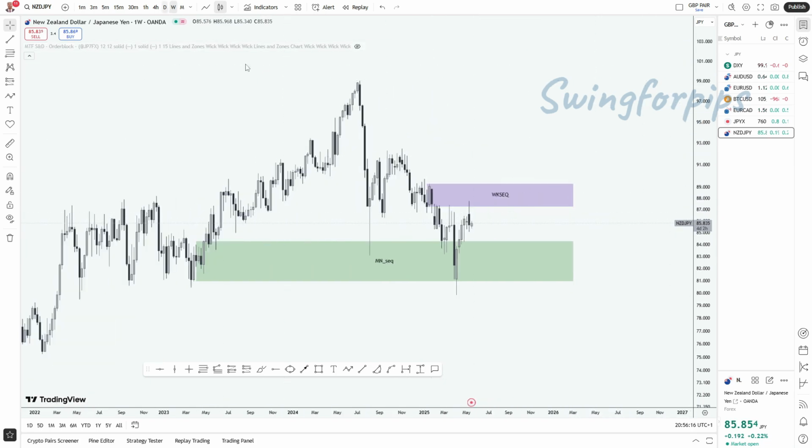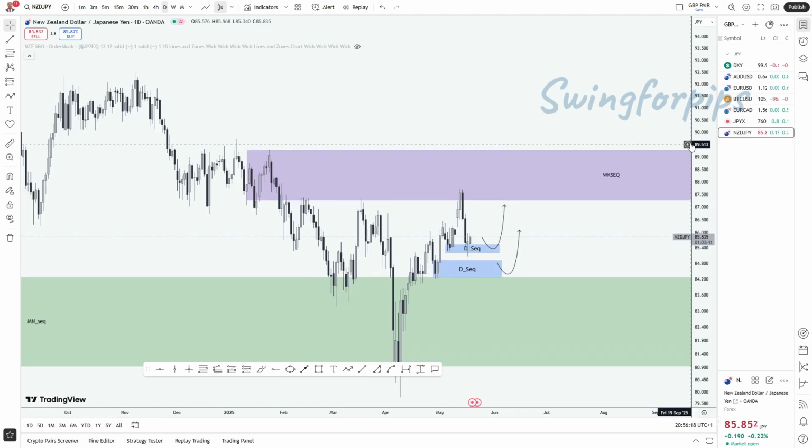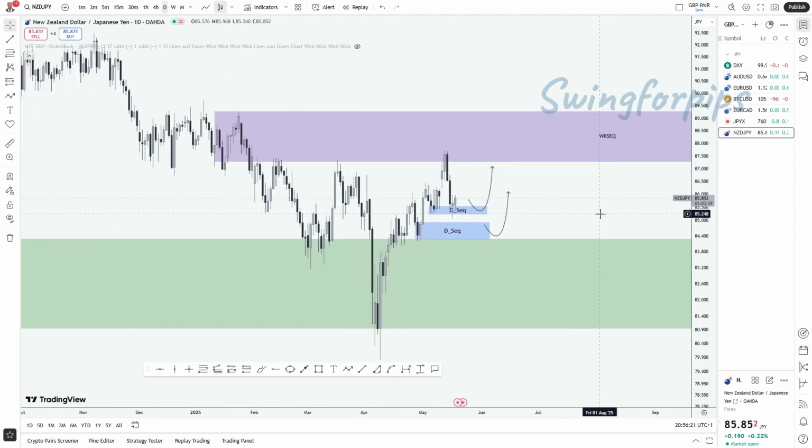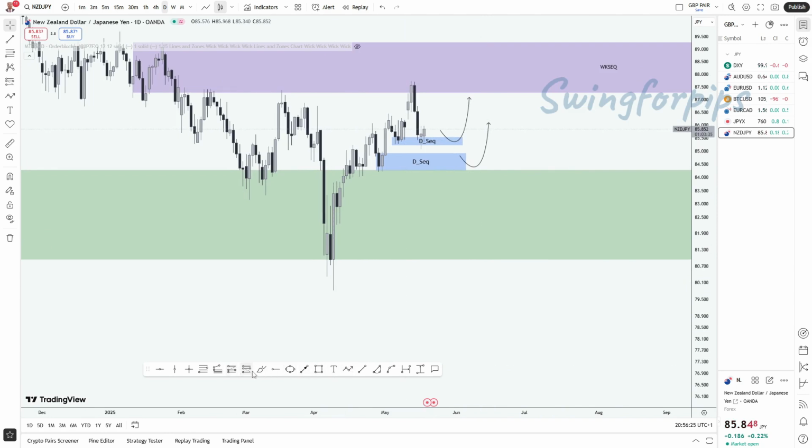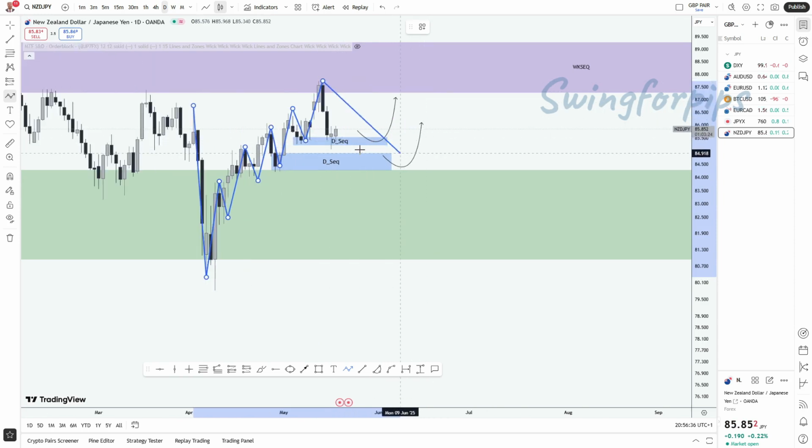So now we go to the daily. On the daily, of course, it is bullish. You can see how price has been playing out right here. Bullish, bullish, bullish. So now this zone right here is holding.